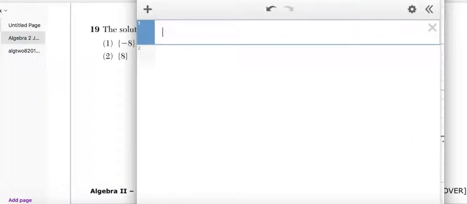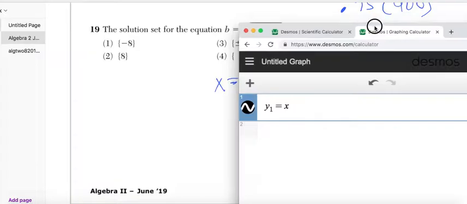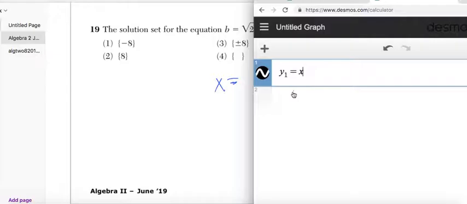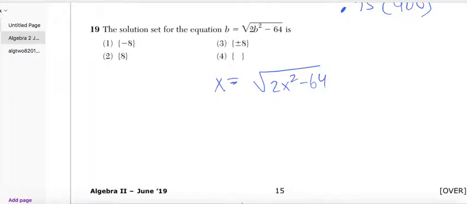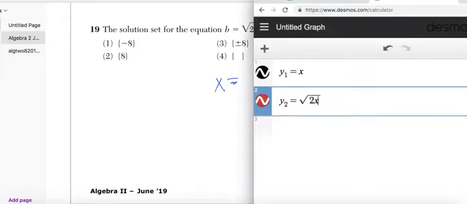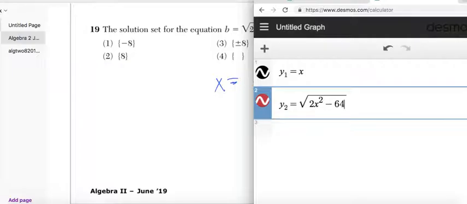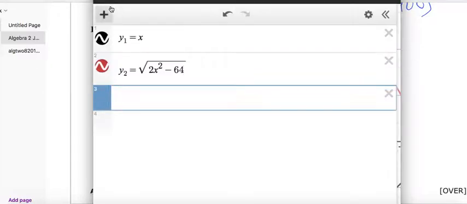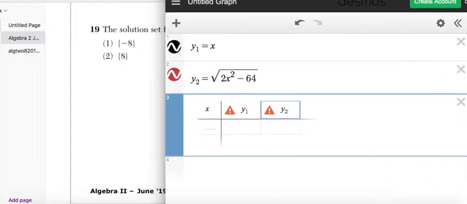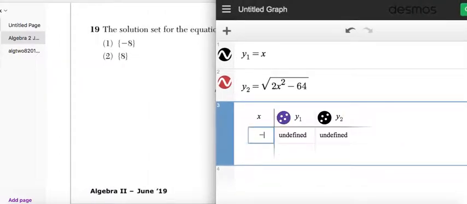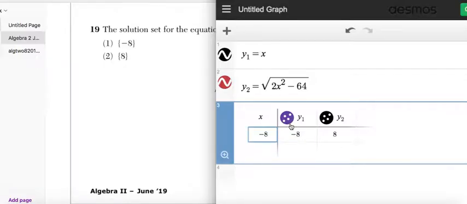We'll set y1 equals x. That's just the original input, b in other words. And the other one we'll set equal to the square root of 2x squared minus 64. We want to see for which x values they end up being the same. So I'm going to put a table in here. You could also look for the intersection point of the graph. Let's use the numbers they give us. For negative 8, y1 equals x, so y1 is the same as x, but y2, the square root expression, is equal to positive 8. So choice 1 is out.